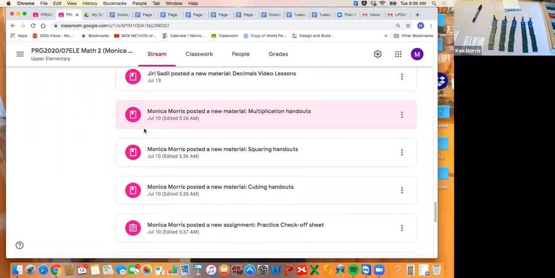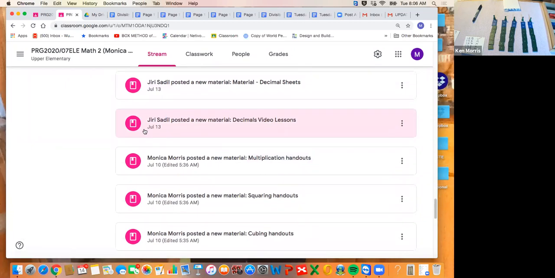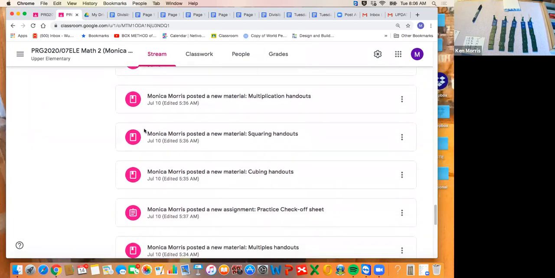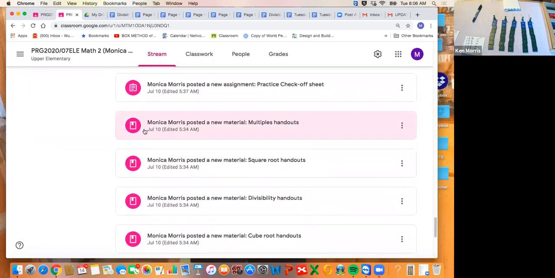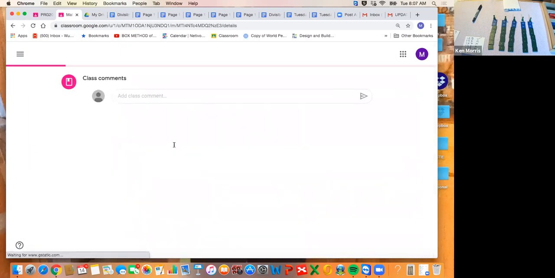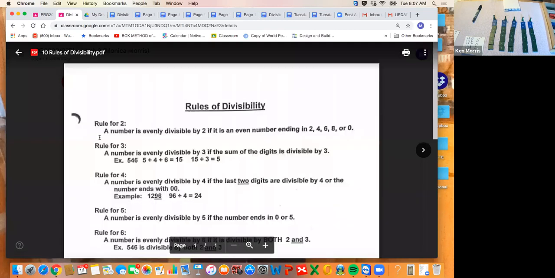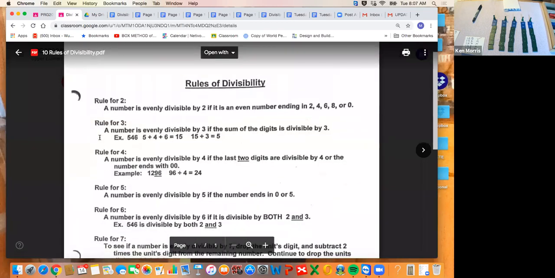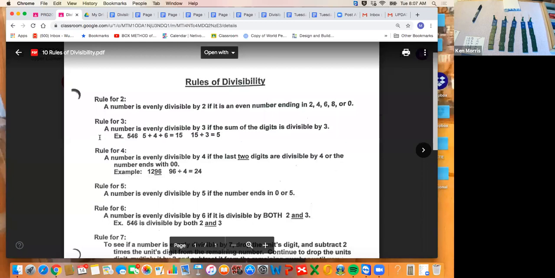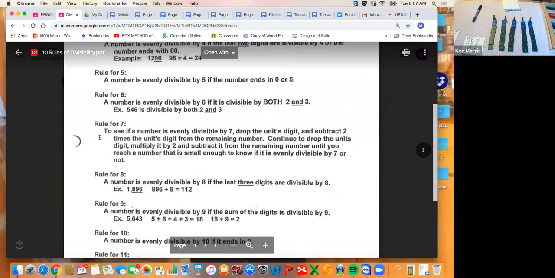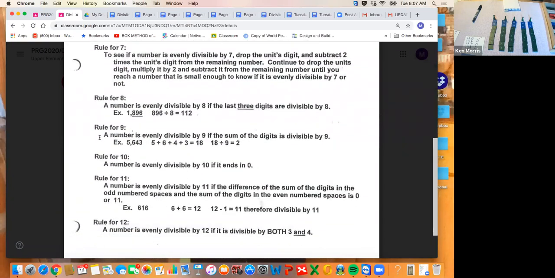There's so much good stuff here for you guys. It's amazing. Divisibility handouts. Okay. So, rules of divisibility. All right, so this is a page, it gives us the rules for pretty much anything they'll ever need.